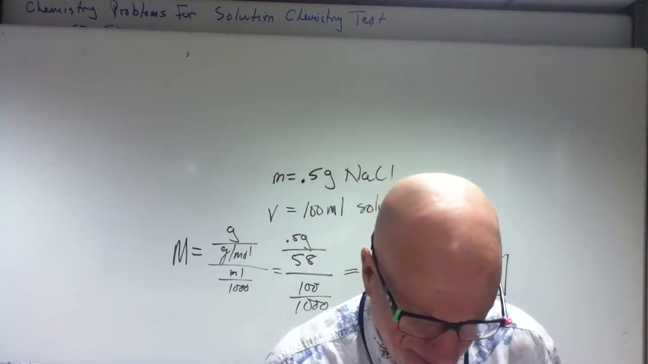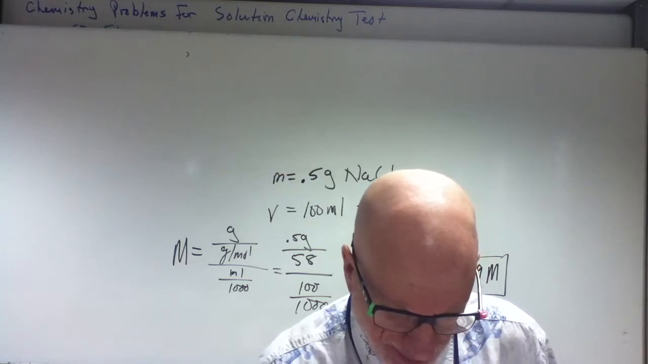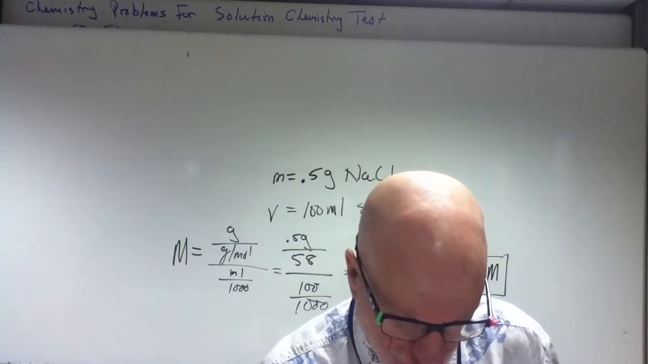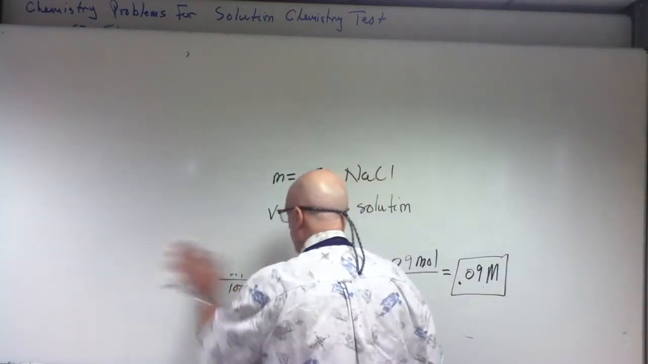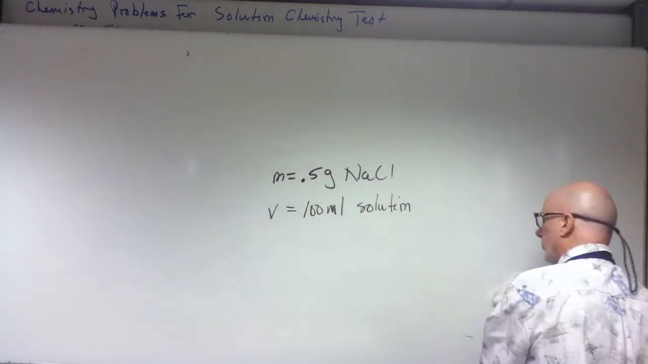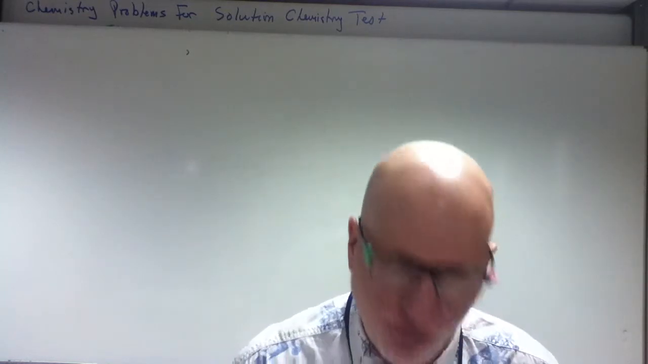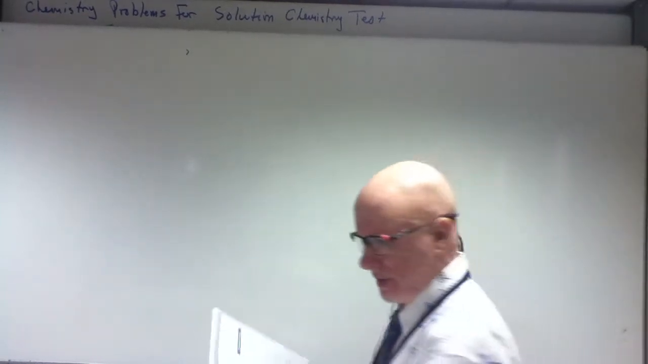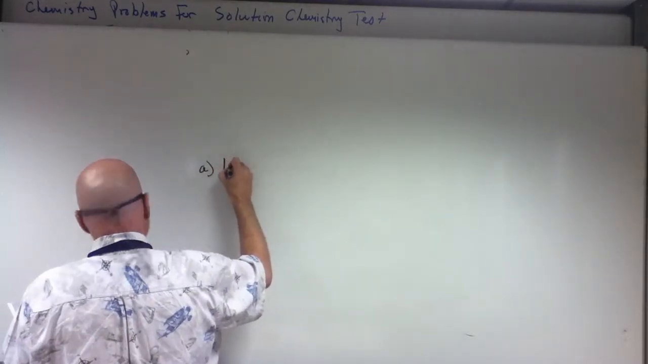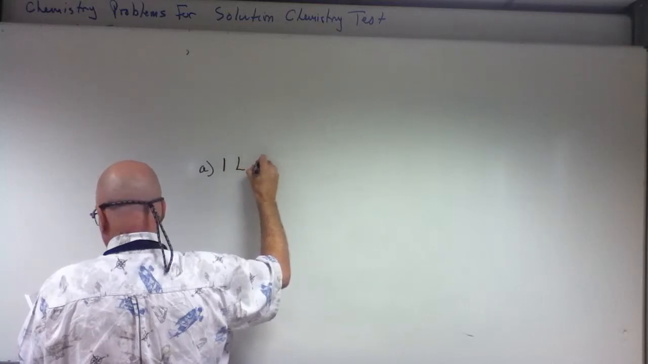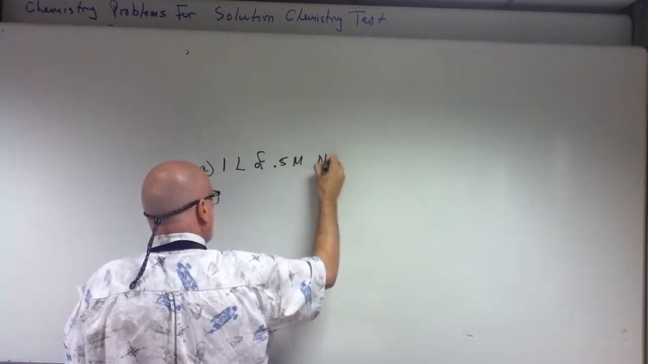60, do we have to do 60? All right, calculate the moles and grams of solute in each solution, the moles and grams. All right, so let me put the four solutions on the board. It's going to be A, 1 liter of 0.5 molar NaCl.